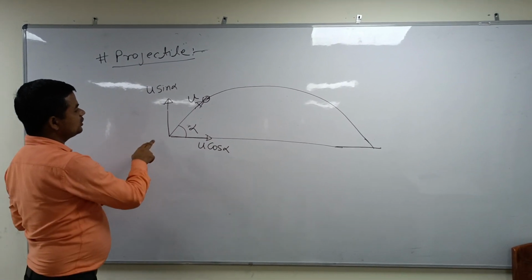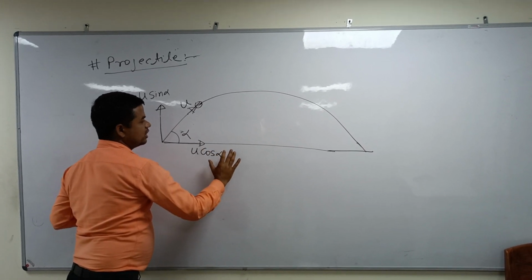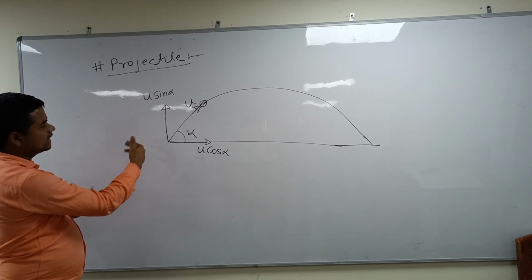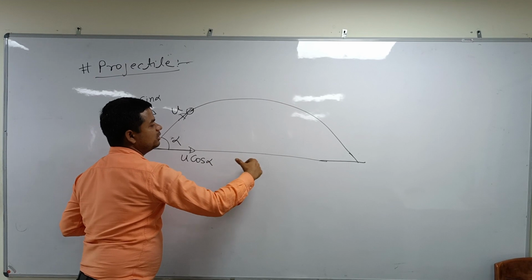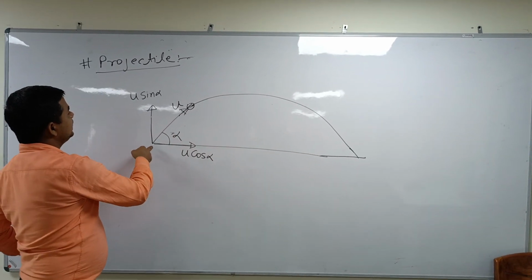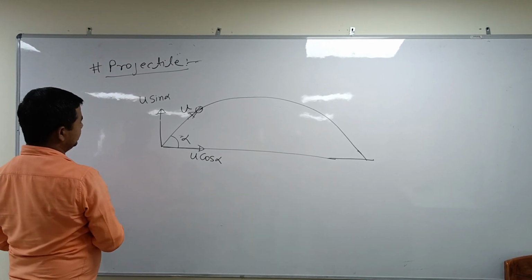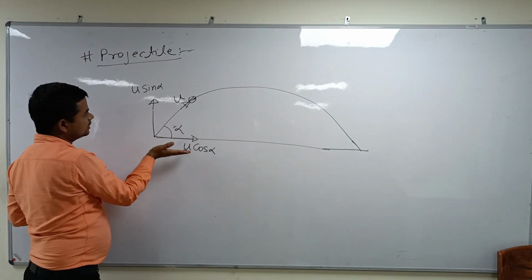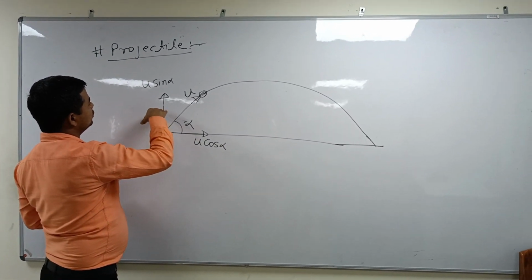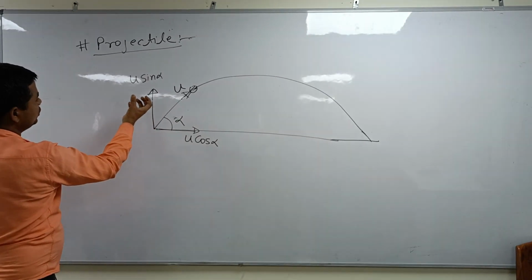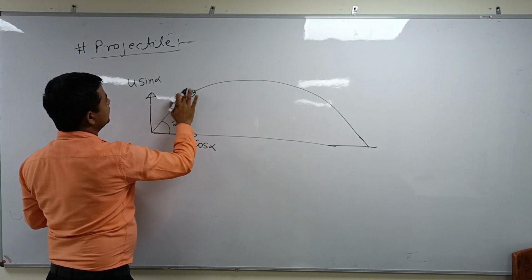If we look in the horizontal direction, the horizontal component of the projectile is always constant, because there is no force against it or supporting it. But the vertical component is always changing due to acceleration due to gravity g. g acts towards the Earth. So when the particle is going up, the velocity of the projectile continuously decreases due to g acting in the opposite direction.